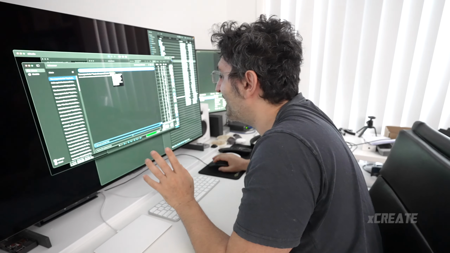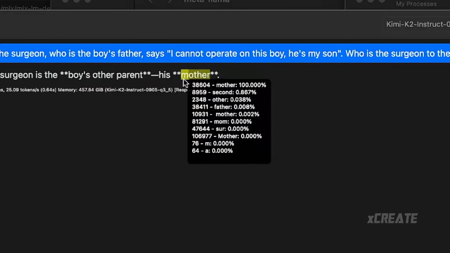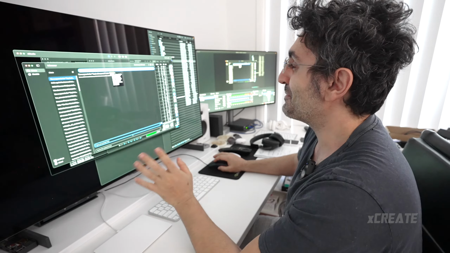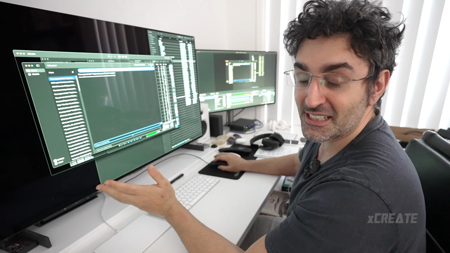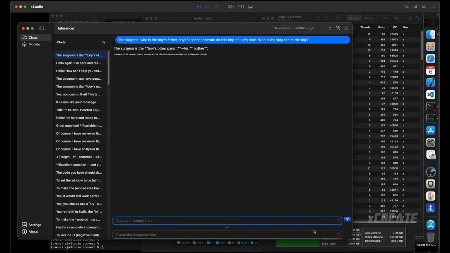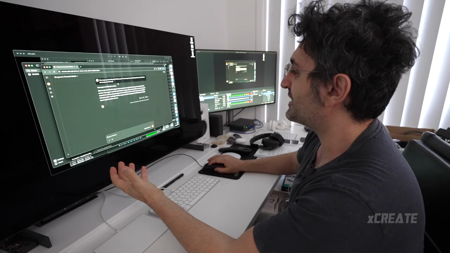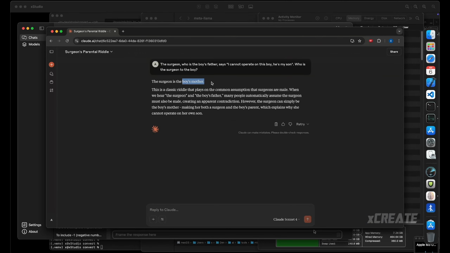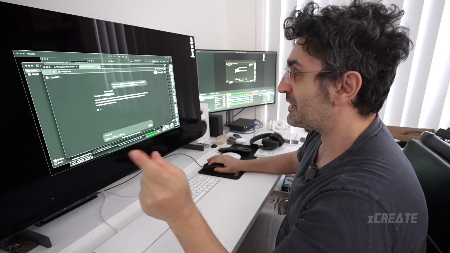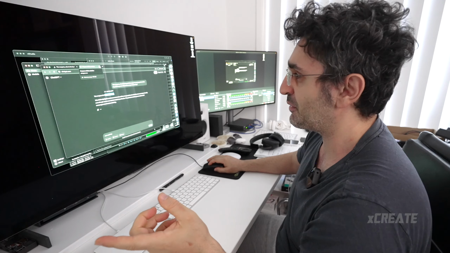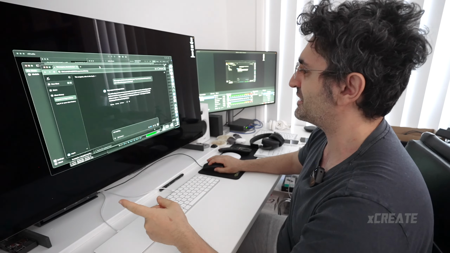And there was only a 0.0008% chance that it could have been his father. You might think, okay, that's pretty dumb. But if you look at all of the other models, look, ChatGPT says it's the boy's mother. Claude AI says it's the boy's mother. So they both failed in that riddle. The only one that actually passed is, I think, DeepSeek. That one passed. Maybe GLM as well, I have to test it again.